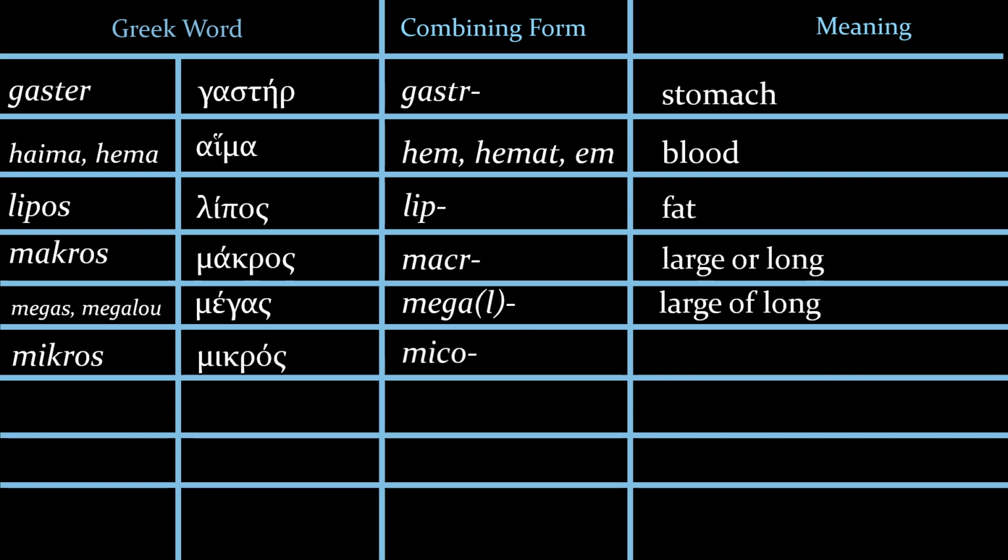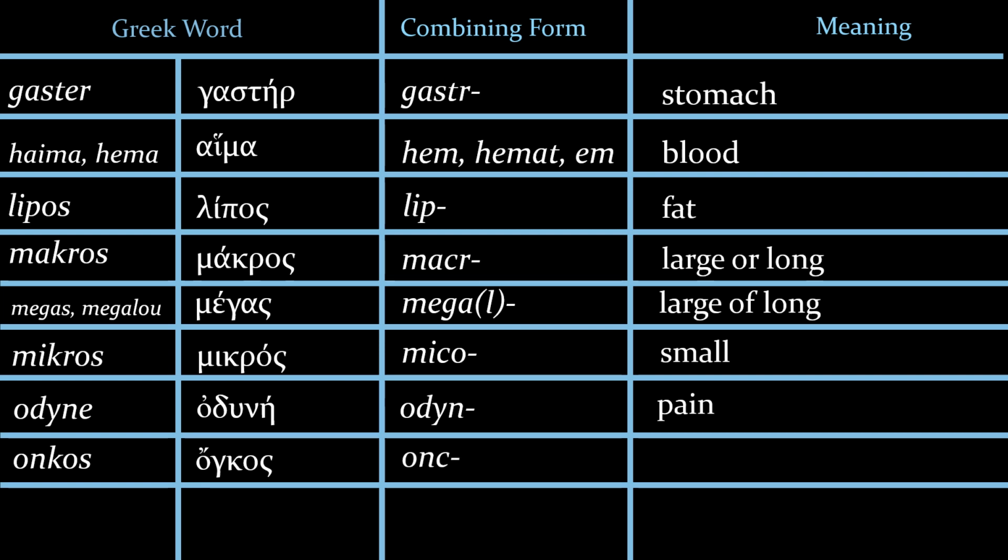Next, we have mikros, if you want to hear it in Greek. Okay, and there's the micro, and it just means small. Okay, this one here, odyne, my guess is many people probably don't know it. Odyne has the combining form odyn, and it means pain.